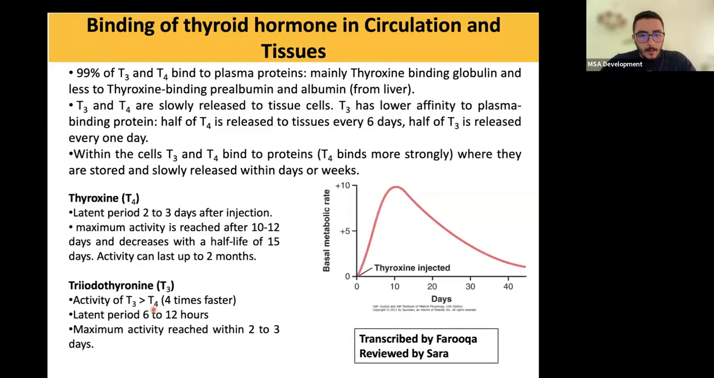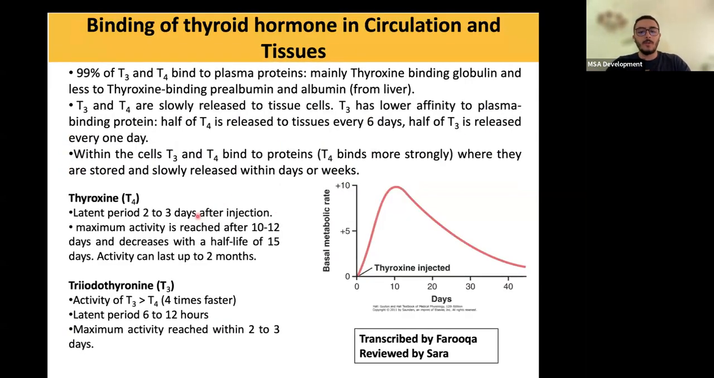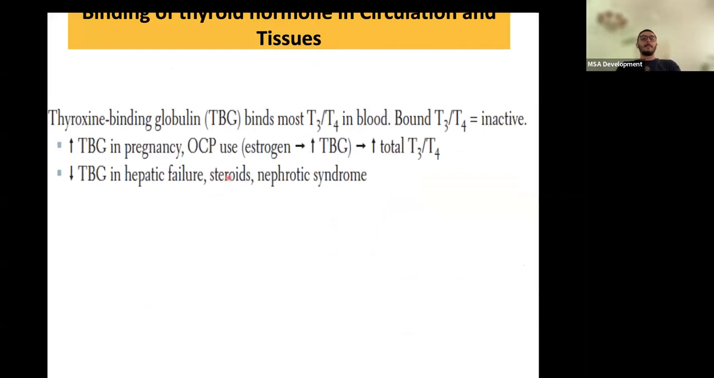The next slide basically summarizes what's written in here. Just go over it to understand, but I will explain on this slide. There's something called TBG, or thyroxine binding globulin. It is different from thyroglobulin in the thyroid gland, in the follicle. This is in the blood. It is basically the protein that binds most of the T3 and T4 in the blood. So as you can see here, thyroxine binding globulin, or TBG, binds most T3 and T4 in the blood.